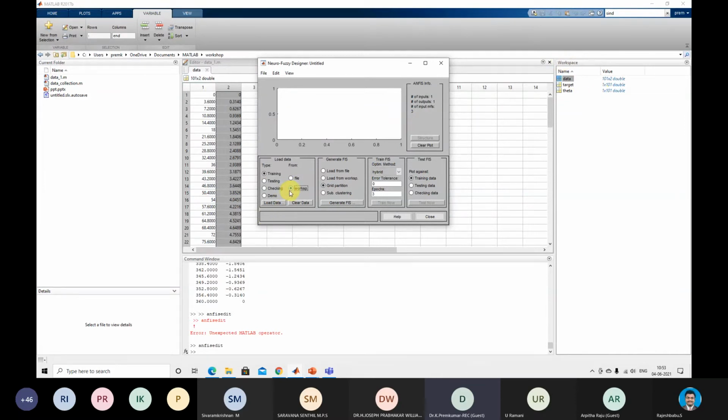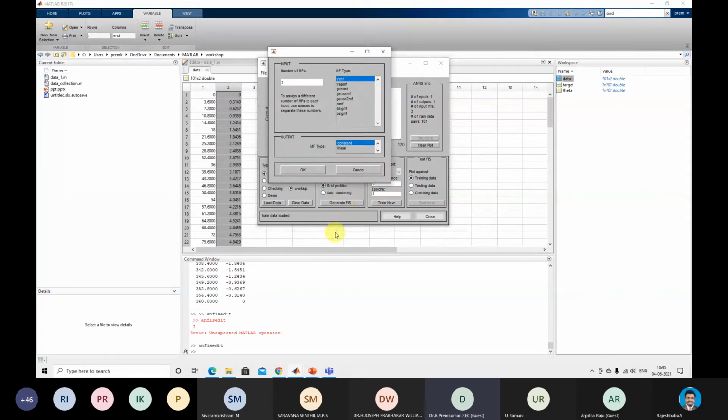So you can click this one, then click load data, feed the data here, and click OK. Here you can see this is the target data you collected. After loading this data, next you have to generate the initial membership function, the initial fuzzy inference system. You can use the grid partition method or the subtractive clustering method. Here I'm going to use the grid partition method. So you just have to click this, generate FIS.